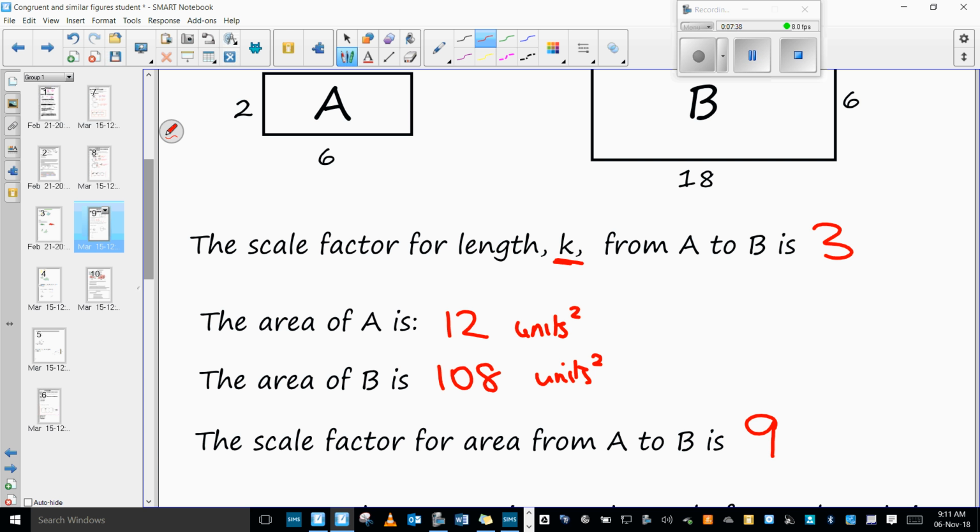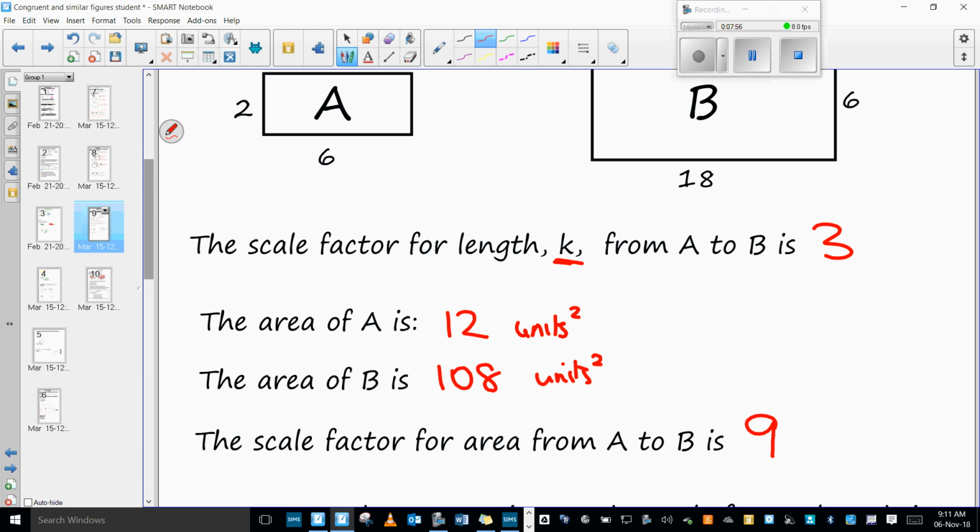At this point, you're all very intelligent young ladies. You should be thinking, oh, why might the scale factor for area be 9? Exactly, because 3 squared is 9.